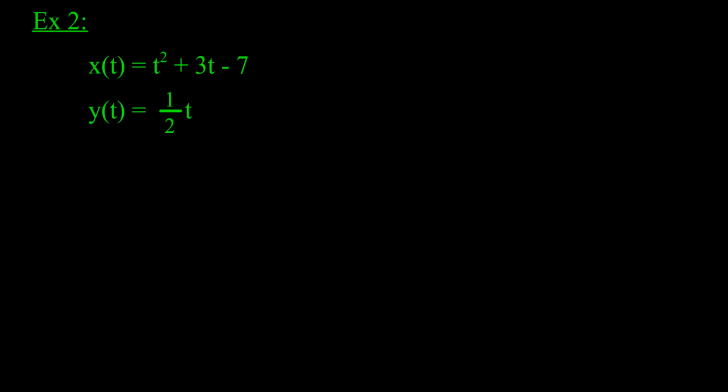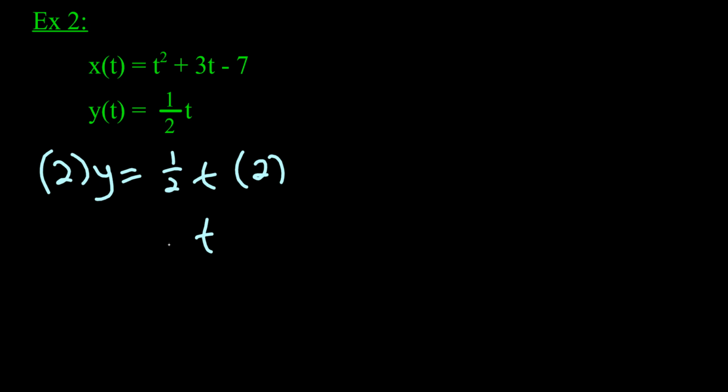In example two, I've got x of t equals t squared plus 3t minus 7, and y is 1/2 t. In this example, typically we'd solve for t using the x equation, then plug in and get y equals. That's going to be pretty messy. So let's be smart about this. Let's just do y equals 1/2 t and solve for t using the y equation. To cancel out multiplying by a half, I'm going to multiply by 2 on both sides to get t all by itself. And I get t equals 2y.